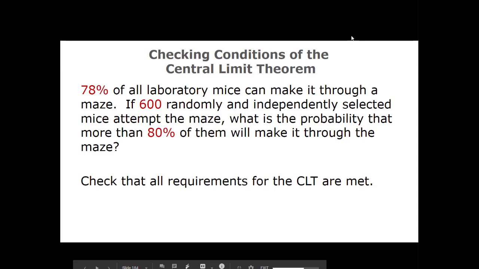Okay, so it says 78% of all lab mice can make it through a maze. If 600 randomly and independently selected mice attempt the maze, what is the probability that more than 80% of them will make it through the maze? And it says, check that all requirements for the central limit theorem are met.